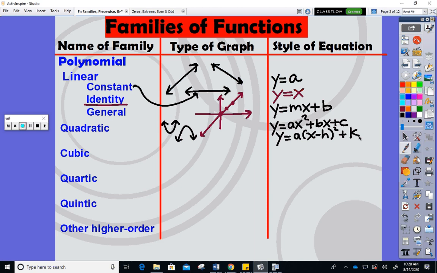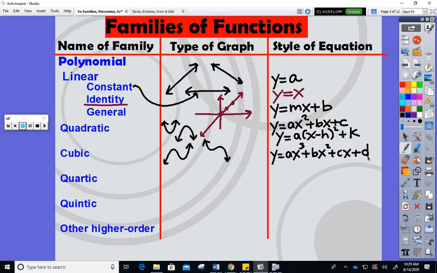Now, cubic functions go either up-down-up or down-up-down in general shape. So all the rest of these equations are going to kind of look the same. So I might have a cubic function that goes y equals ax to the third plus bx squared plus cx plus d. Of course, you could also have a cubic function in some sort of factored form. The same is true for quartics, quintics, and higher order functions.